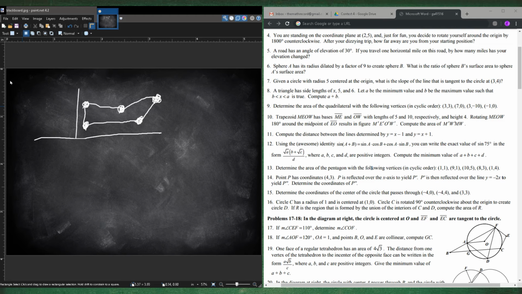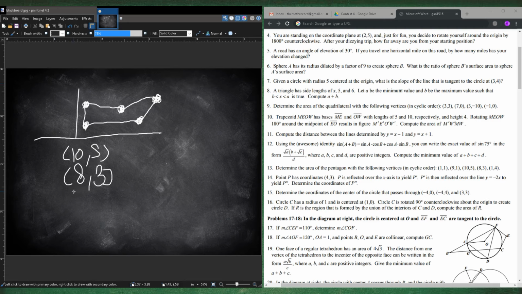Okay. So we have 10, 5. And then going counterclockwise, we have this point, which is just 8, 3. And then we have 1, 4. Then we have 1, 1. And then we have 9, 1. And then you write back the original point, which is just 10, 5. The first point.